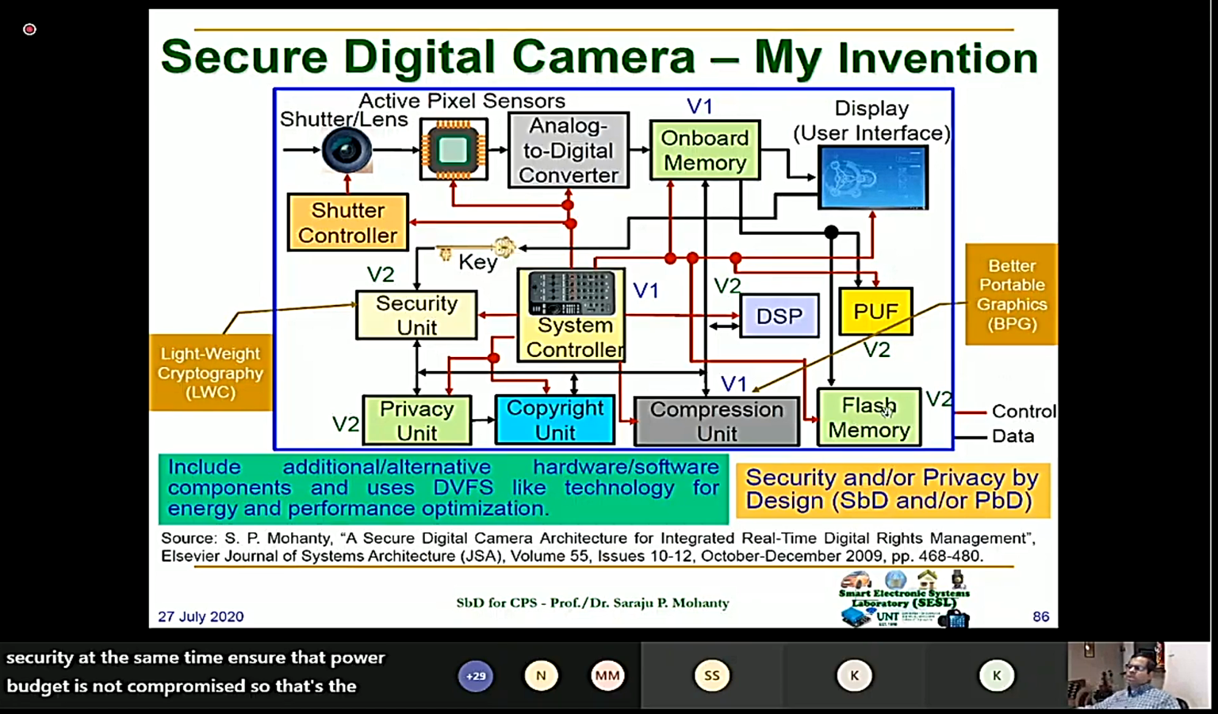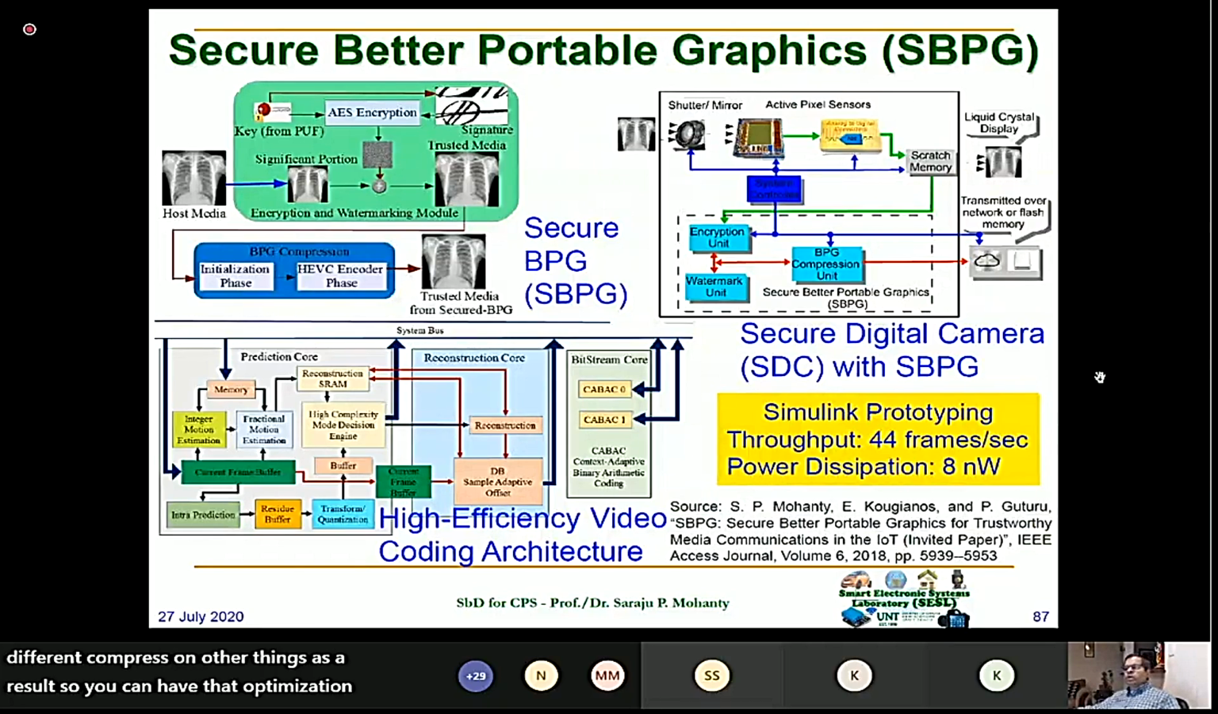Then we have to try, obviously, different lightweight security, maybe different compression and other things. As a result, you can have that optimization. Here we have designed different variations of that. Here we played with the compression engine, and here we have Better Portable Graphics, a different type of video compression compared to the original MPEG-4 or H.264. Anyway, we have done a large variety of designs.